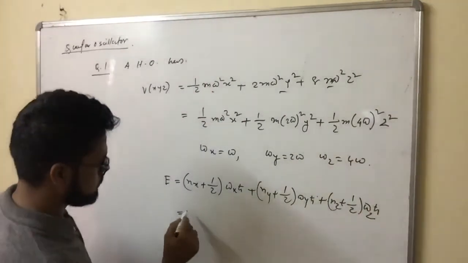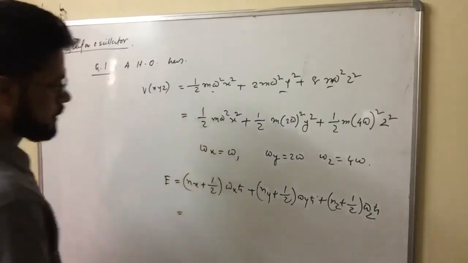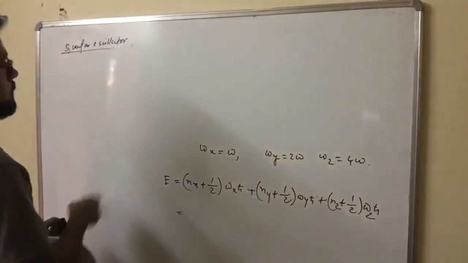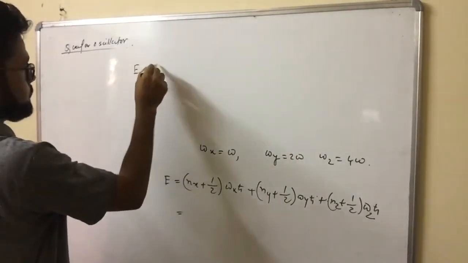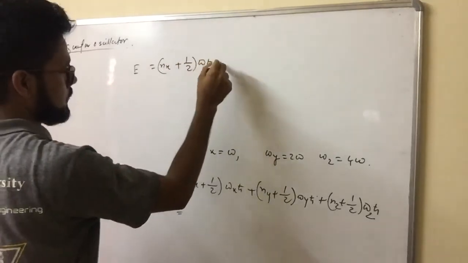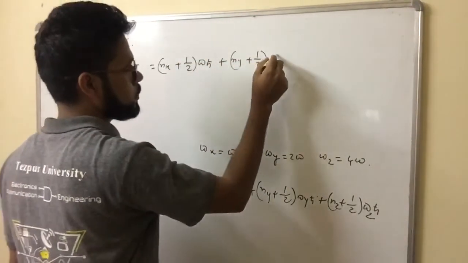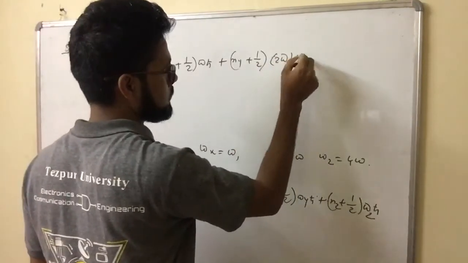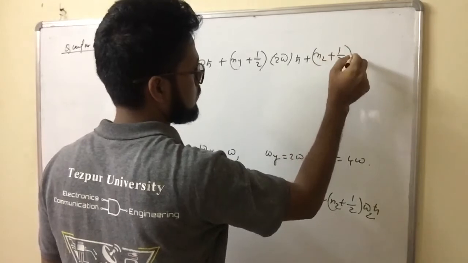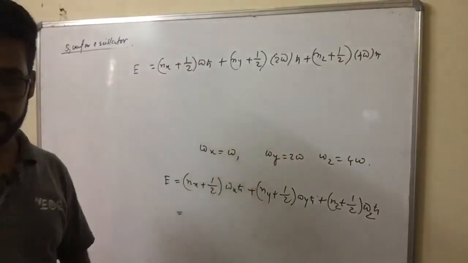Now put these values, you will get the answer. Nothing else to do. This question is 3 marks. E equal to (nx plus half) h-bar omega, plus (ny plus half) h-bar twice omega, plus (nz plus half) h-bar 4 omega. Now calculating, this is the answer. This is a 3 mark question.